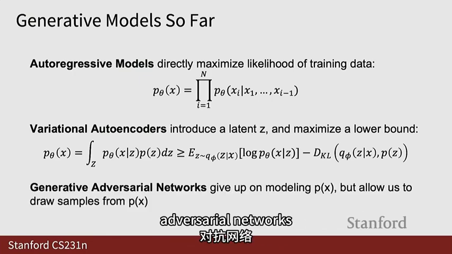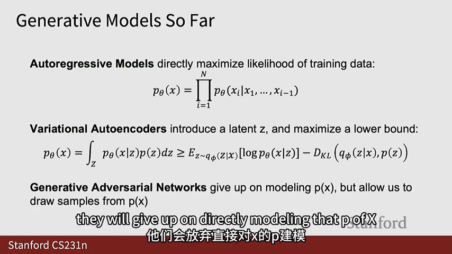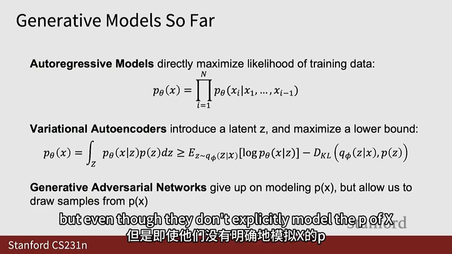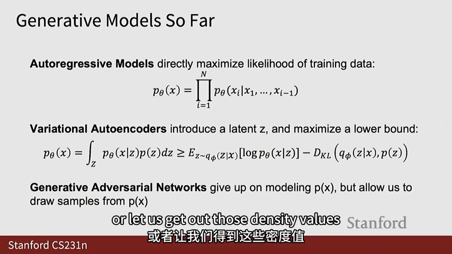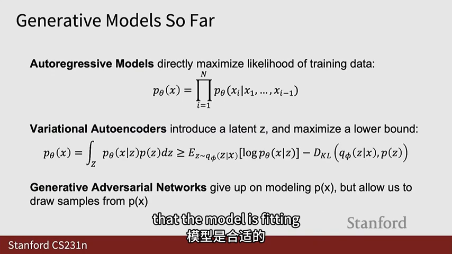And now generative adversarial networks will do something a little bit different. They will give up on directly modeling that p of x, as we just said, but even though they don't explicitly model the p of x or let us get out those density values, they will give us some way to sample from the underlying distribution that the model is fitting.